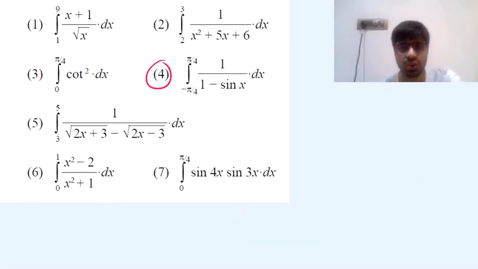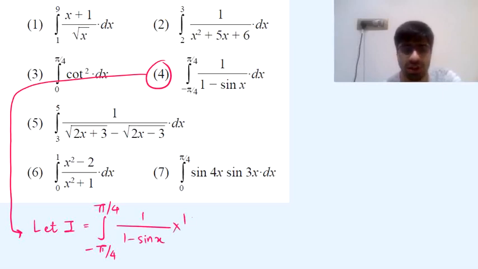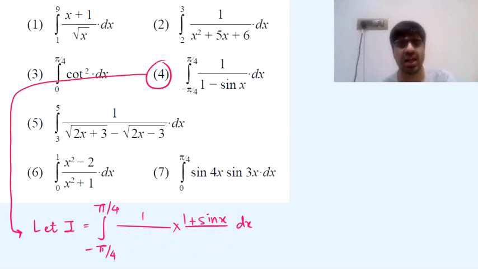We continue with the fourth question. With these kind of sums, it makes more sense if we rationalize whatever has been given to us. So let I be the given integral, being integrated from minus pi by 4 to pi by 4. So we have 1 upon 1 minus sin x. Multiply that with 1 plus sin x upon 1 plus sin x. Okay. So in the denominator, 1 minus sin x into 1 plus sin x, that becomes 1 minus sin square x. And 1 minus sin square x will be cos square x.